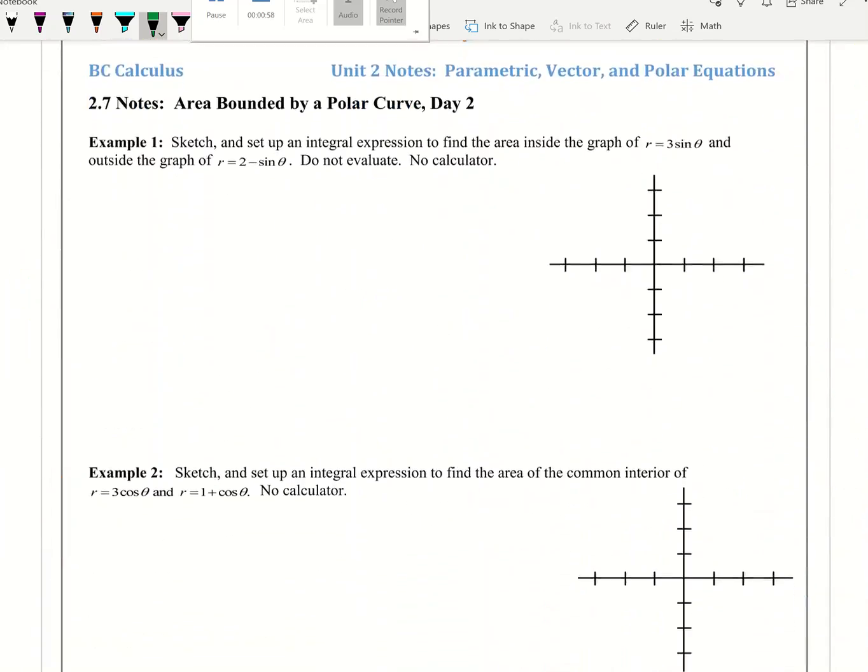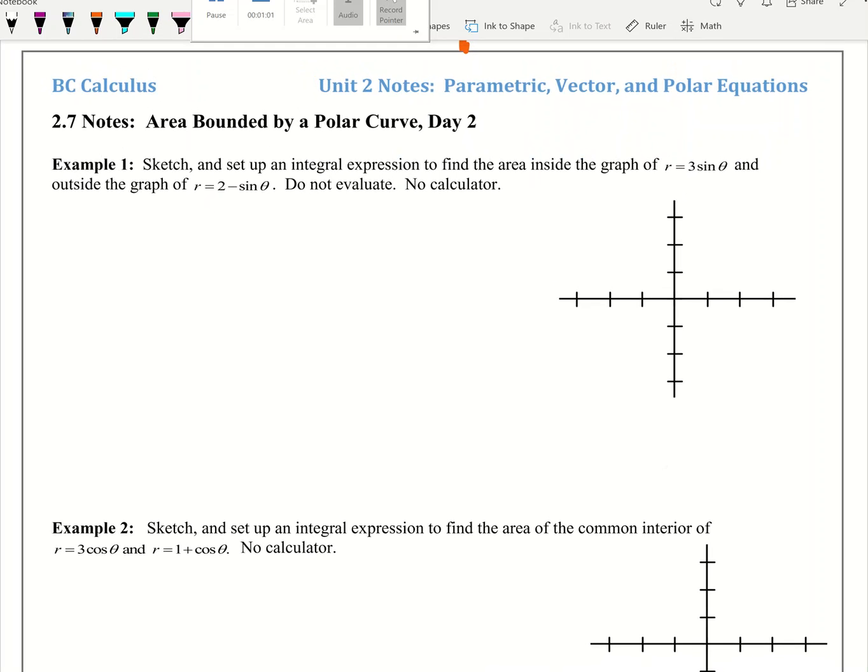All right, so example 1, we want to sketch and set up an integral expression to find the area inside the graph of r is equal to 3 sine theta. And we want to be inside that graph, but outside the graph of r equals 2 minus sine of theta. We're not going to evaluate it. We cannot use a calculator. We are just going to set it up. We want to start with a diagram.